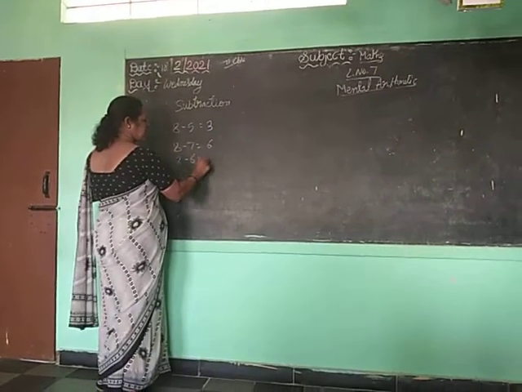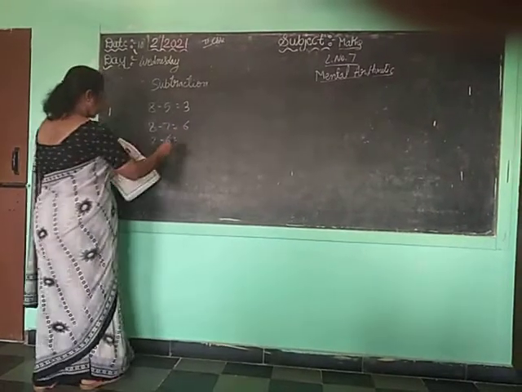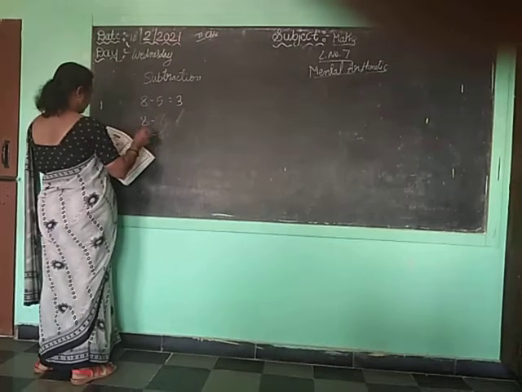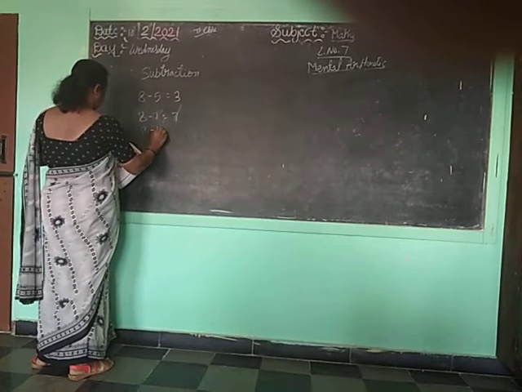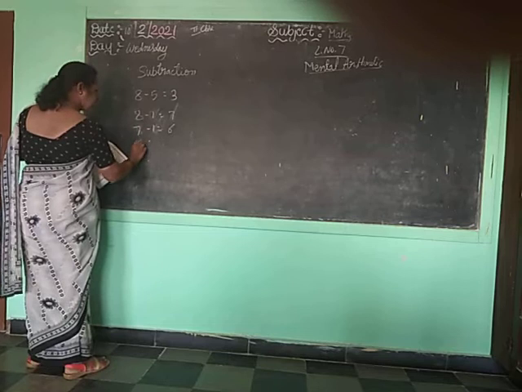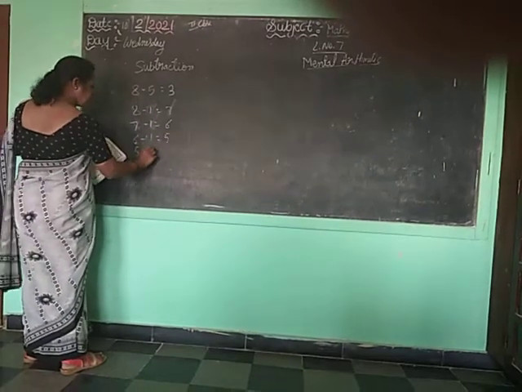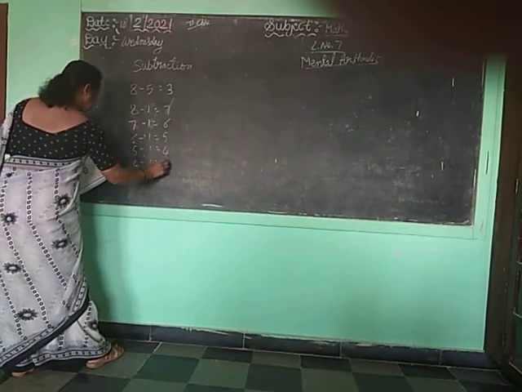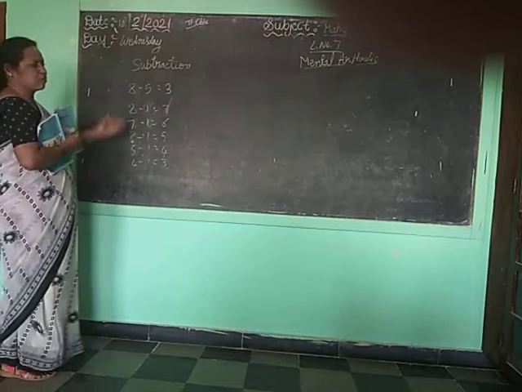8 minus 6 is how much? 8 minus 7 is how much, children? 1. Or come like this. See in your textbook page, 8 minus 1 is equal to 7. 7 minus 1 is equal to 6. 6 minus 1 is equal to 5. 5 minus 1 is equal to 4. 4 minus 1 is equal to 3. That is 5 times you subtract 1.